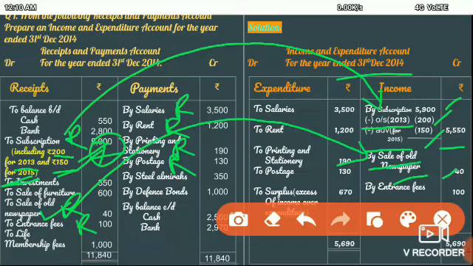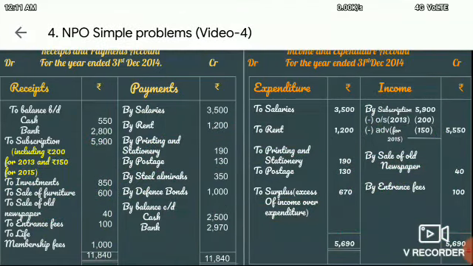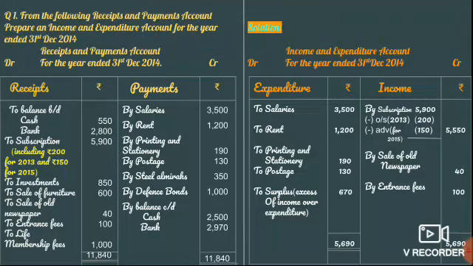Entrance fees is also treated as revenue nature if no information is given. We write here by entrance fees. The amount is 100 rupees, so we will write here 100. So all the incomes we have taken from the information. Now we will see the payment side, and we will take the expenditure from the payment side.